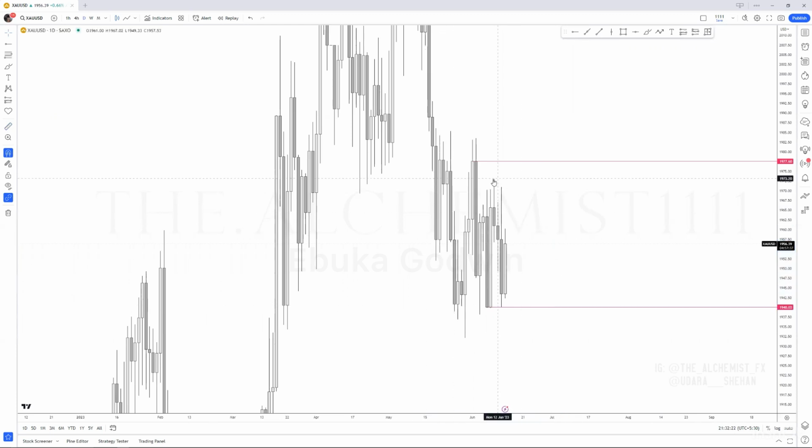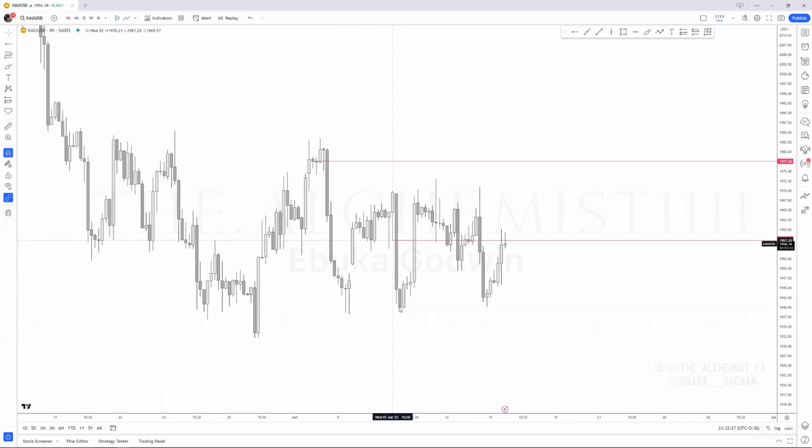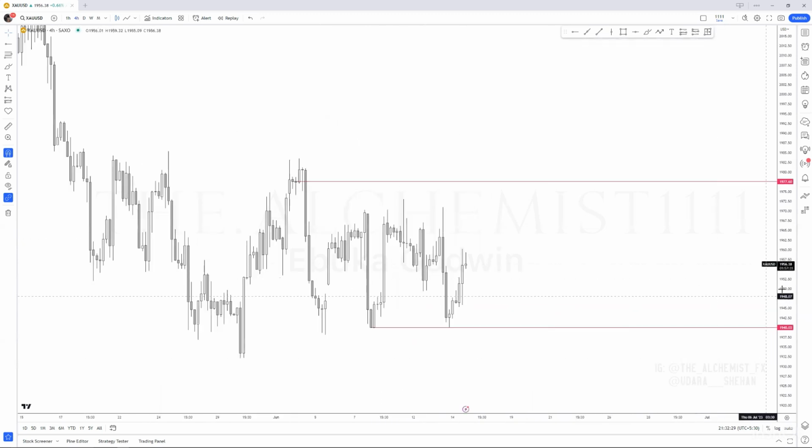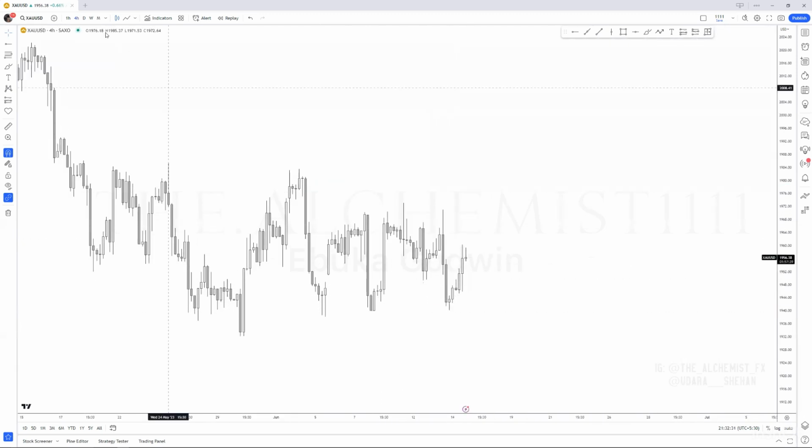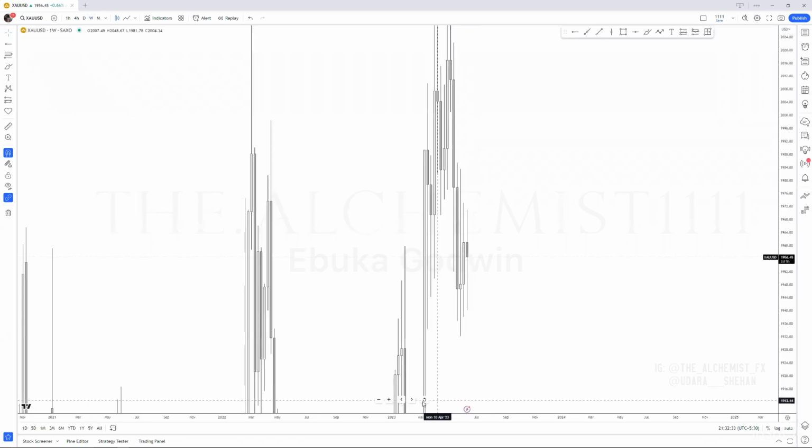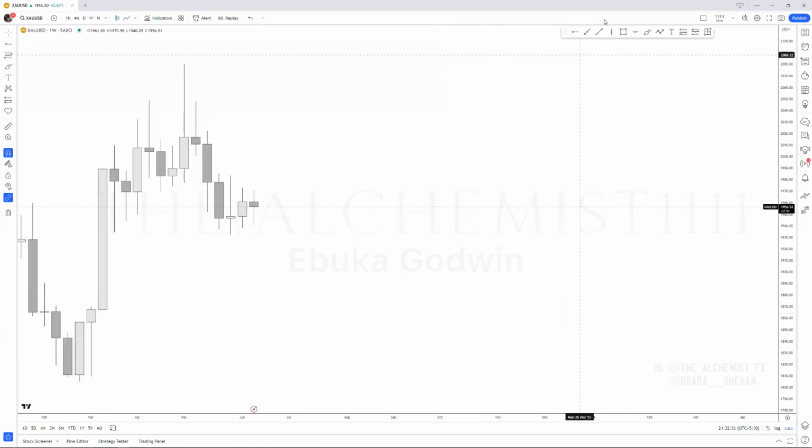So I'm expecting these highs to get wiped out. That is what I'm seeing because weekly is in a bullish storyline. So that was this week. Now, like I told you, I'm expecting maybe the previous week's high to get taken out. That is what I'm expecting currently.